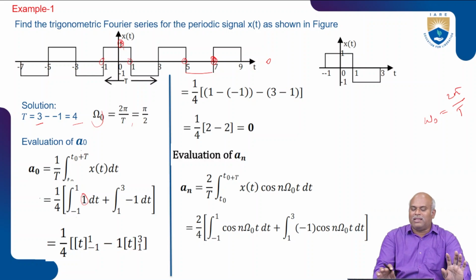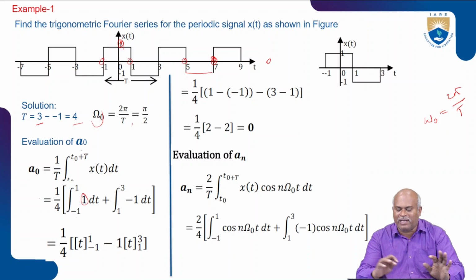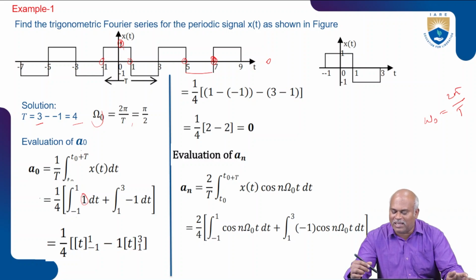Otherwise, I will explain. I take one period of the signal. It started from minus 1, and the amplitude is equal to plus 1 up to 1. From minus 1 to plus 1 the amplitude is equal to 1. Then from plus 1 to 3, the amplitude is equal to minus 1.